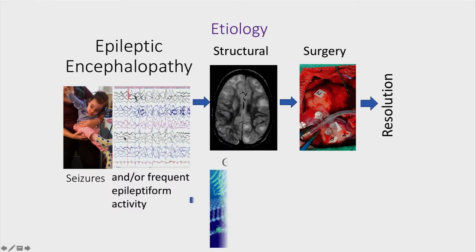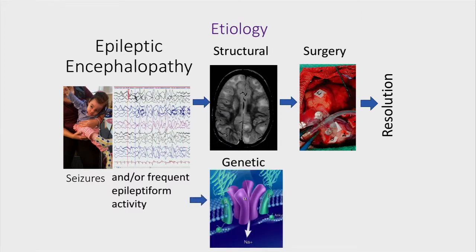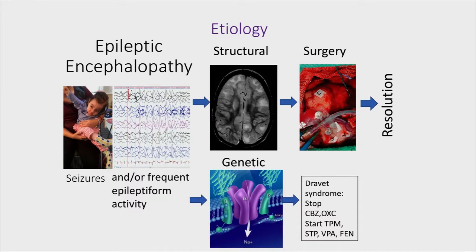What about for us in the genetic world? Well, there are now, as you heard, many genes, but sometimes just by knowing which gene, and here I'm showing you SCN1A for Dravet syndrome, if you just stop the wrong drugs, which are Tegretol or Trileptal, and you start the right drugs, which might be topiramate or stiripentol, or one day soon, hopefully, fenfluramine, you can improve their development and their learning. So that's what this is all about.